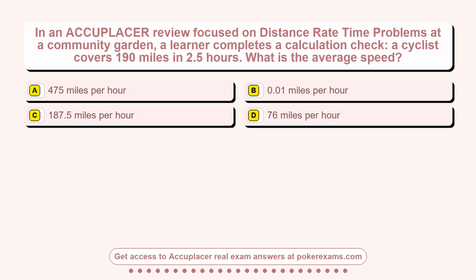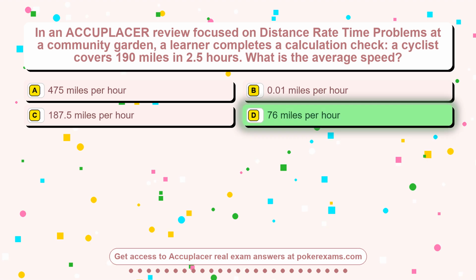Question 4. A government textbook gives this example: the president nominates a justice but the Senate must consent before appointment. Which principle does it illustrate? Option A, judicial restraint. Option B, checks and balances. Option C, reserved powers. Option D, direct democracy. The correct answer is option D, 76 miles per hour.